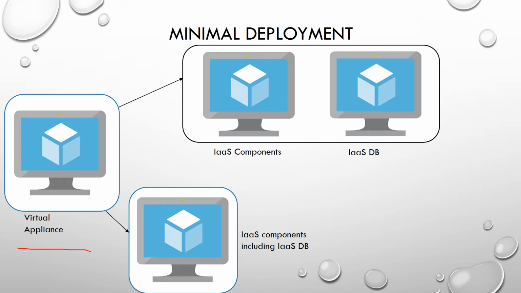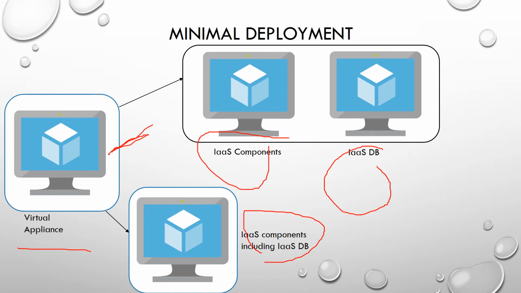The IaaS components can be deployed in 2 ways. Either you can deploy all the IaaS components on the same virtual machine, and then you will have your complete minimal deployment in only 2 virtual machines. Or you can deploy the IaaS database on a different virtual machine and all the other IaaS components on a single virtual machine, and of course, the appliance on one virtual machine. This way, you will have 3 virtual machines. These are the ways in which you can have your complete deployment. That is your minimal architecture.